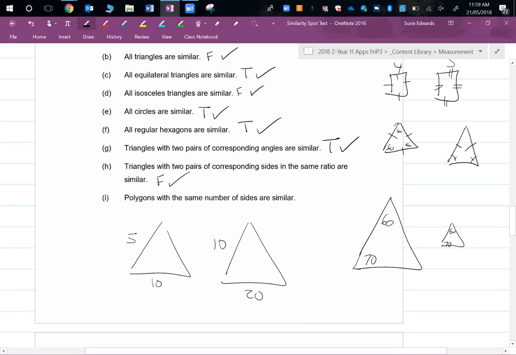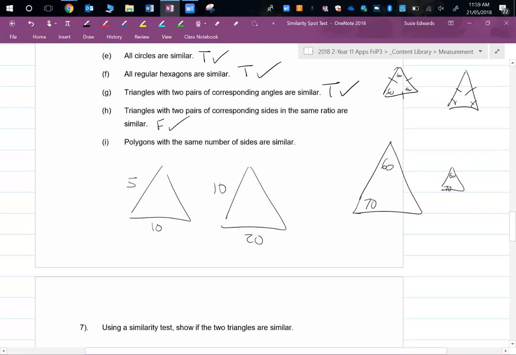All right, polygons with the same number of sides are similar. What's a polygon mean? No, that's a pentagon. Polygon, any shape, okay, like a hexagon. But if we looked at a quadrilateral, which is a 4-sided shape, a 4-sided shape is a square, but you could also have a 4-sided shape which is a kite. Are they similar? No, so therefore it's false.